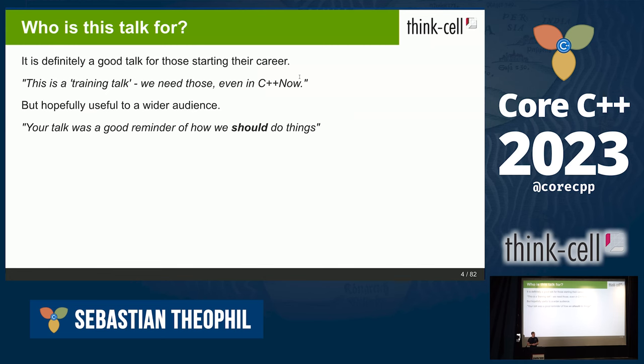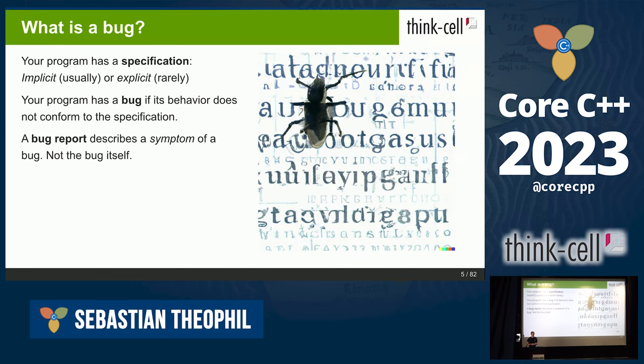OK, so before we start, we have to make clear what we're actually talking about. What is a bug? What are we looking for here? So you could say that your program has some kind of specification, right? Typically, that is implicit somewhat. So it's something that you may have documented in some tickets. There might be some shared idea in the minds of you and your colleagues of how things should work. And rarely, in some security-conscious context, maybe, you actually have a written specification. And now your program has a bug, of course, if it doesn't conform to that specification.